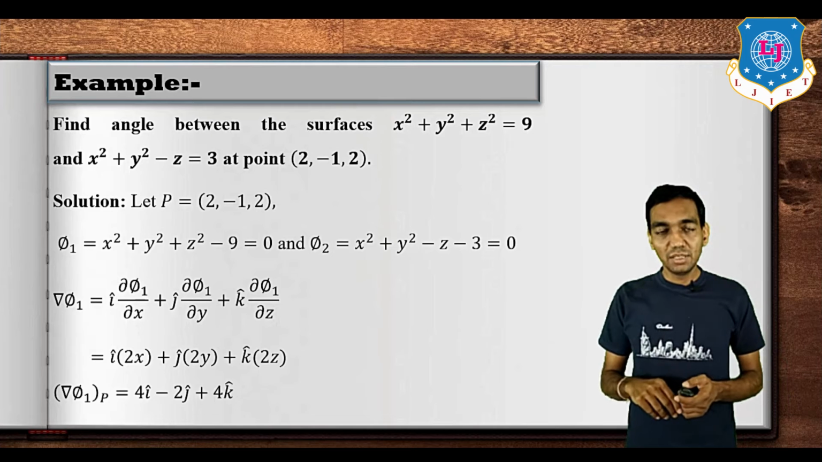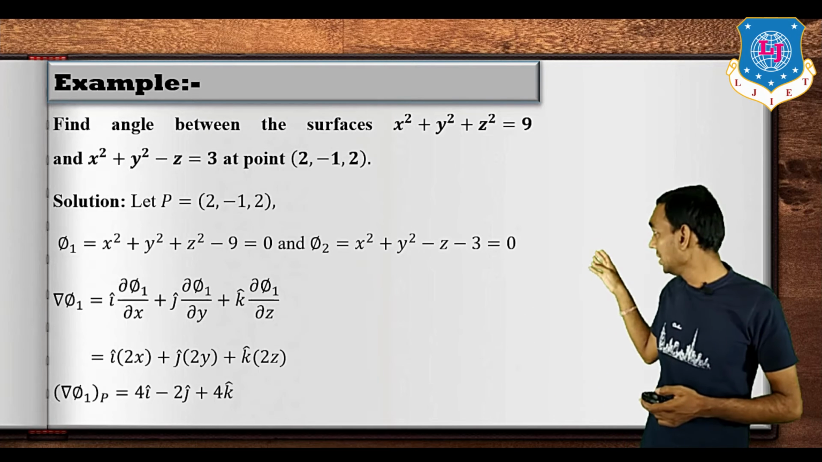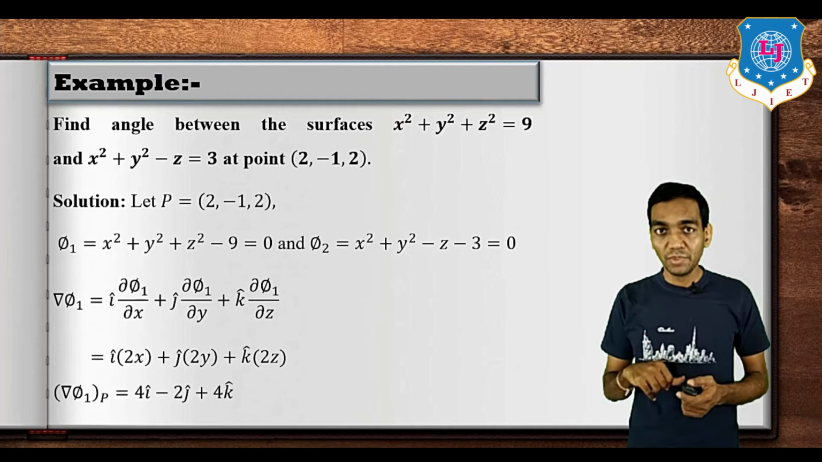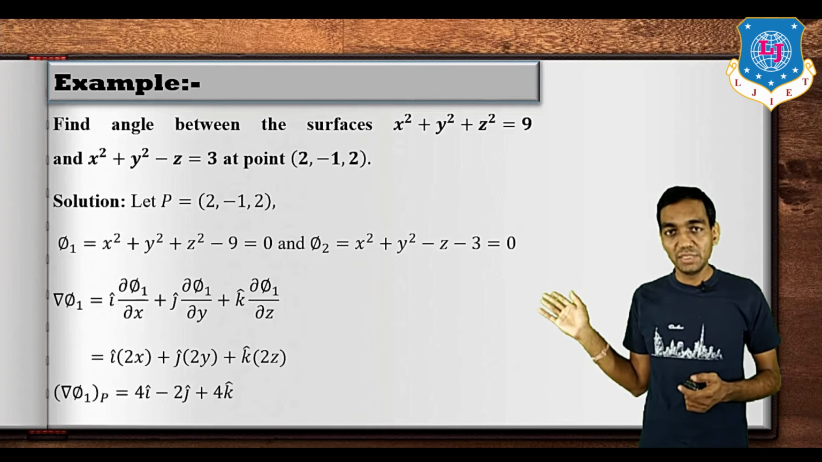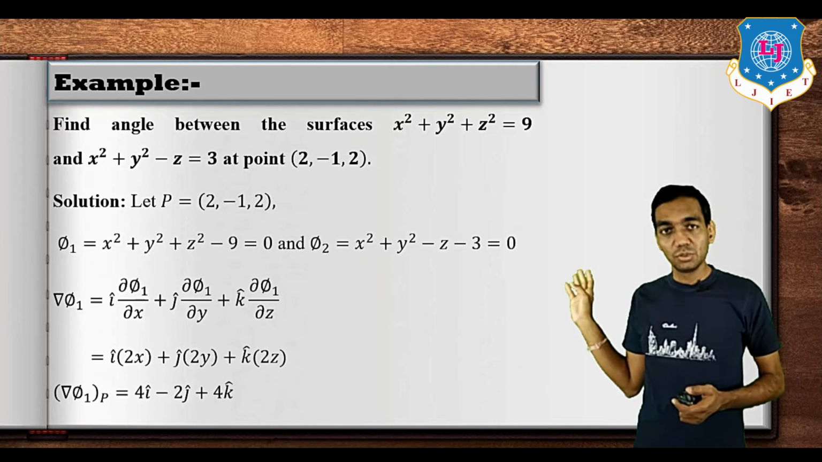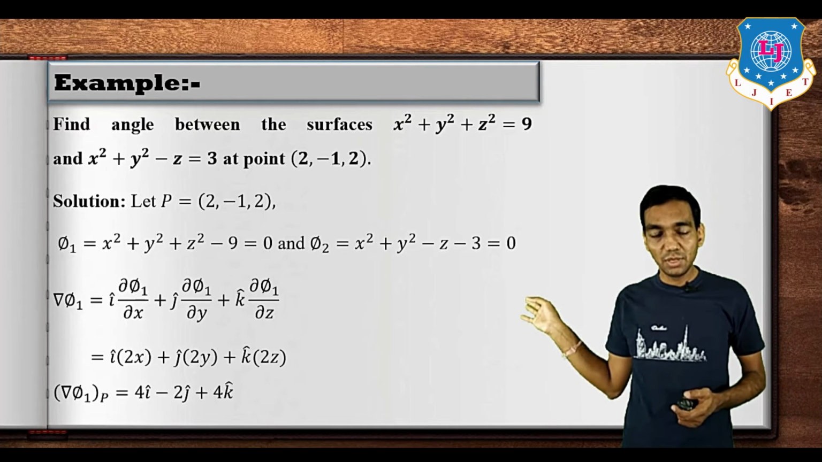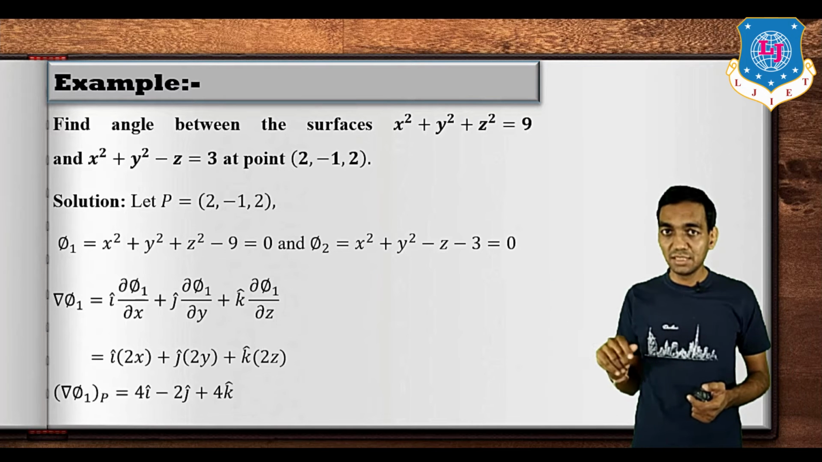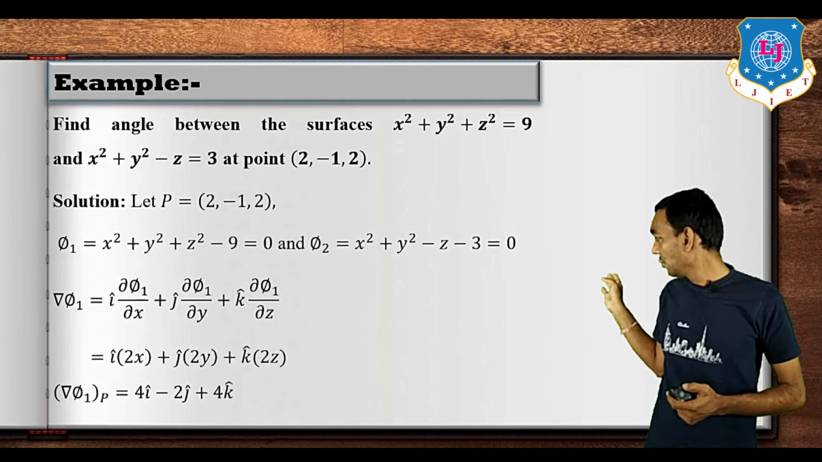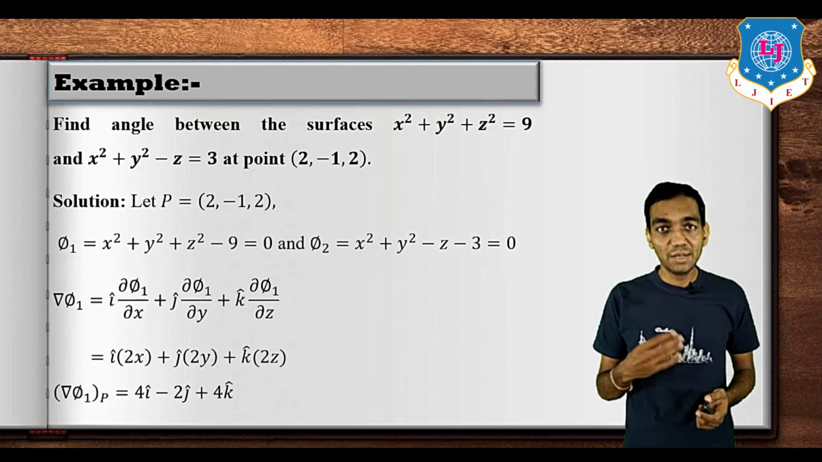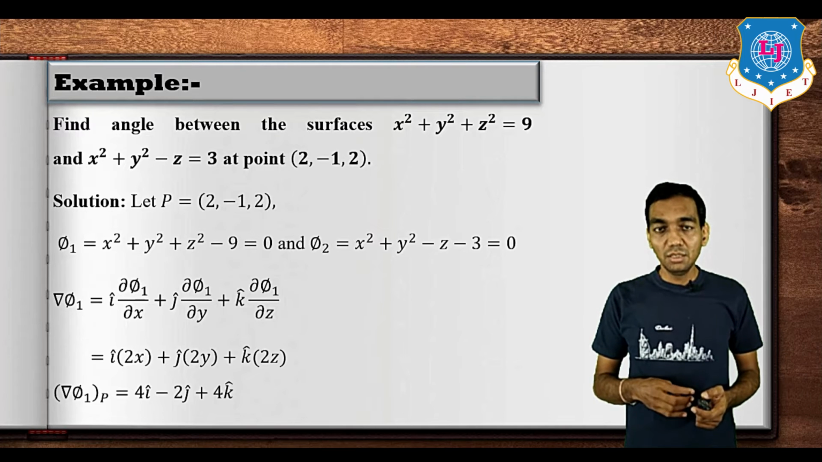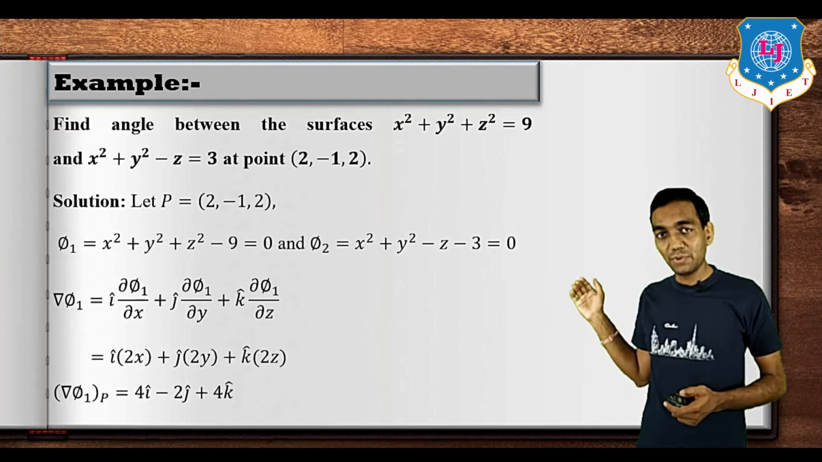The point is given, we are going to name it capital P is equal to 2, minus 1, 2, and name the two surfaces phi 1 and phi 2. So phi 1 is equal to x square plus y square plus z square minus 9 and phi 2 is equal to x square plus y square minus z minus 3. Okay. So first we are going to find grad phi 1.